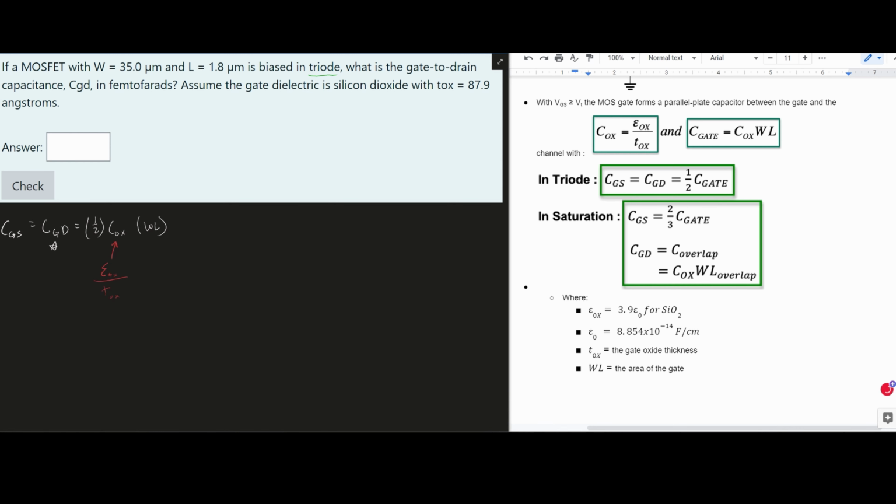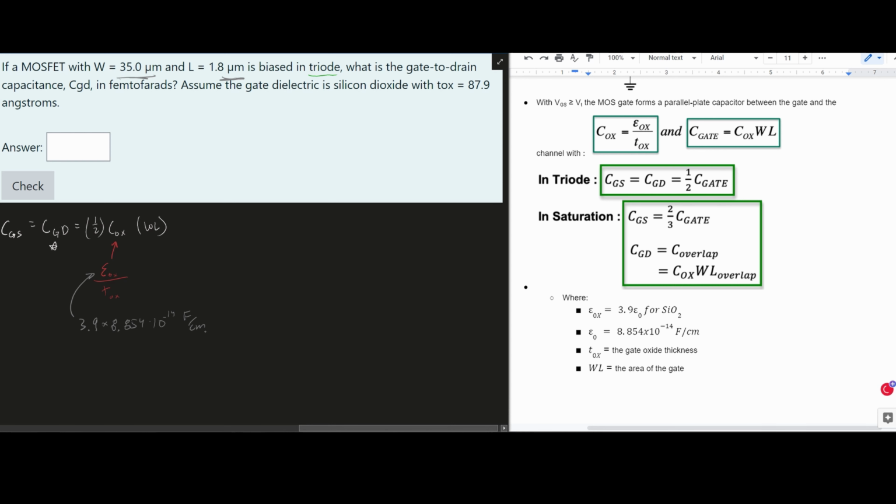And we can further expand this EOX. So we'll take this and come down here, and we're going to say it's 3.9 times our 8.854 times 10 to the negative 14 farads per centimeter. Now there's a problem here. This is farads per centimeter, and we have these micrometers that we're going to convert into meters. So we're going to have to convert this.